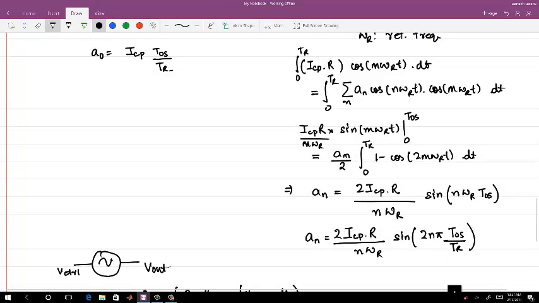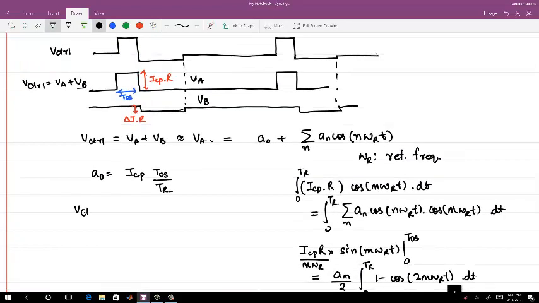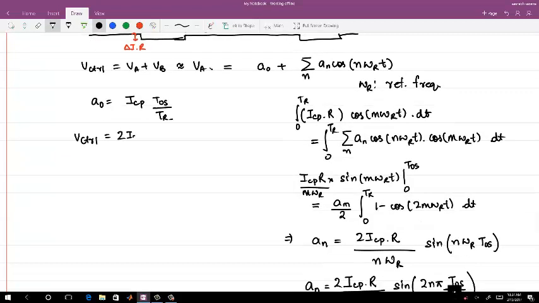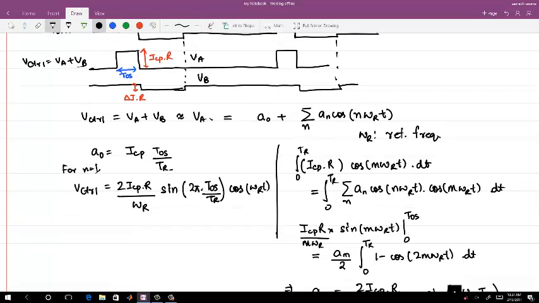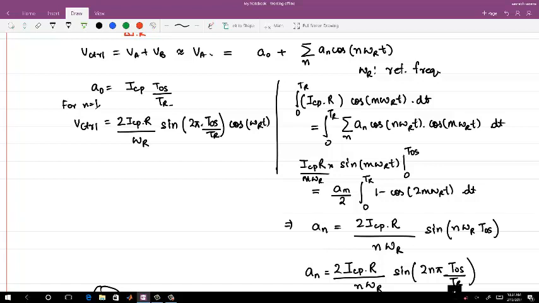Now if I write V control with only the fundamental, that is AN, which is what we found as 2 ICP R by omega R for N equals 1, into sine of 2 pi T offset by TR times cosine of omega R t. What am I considering?